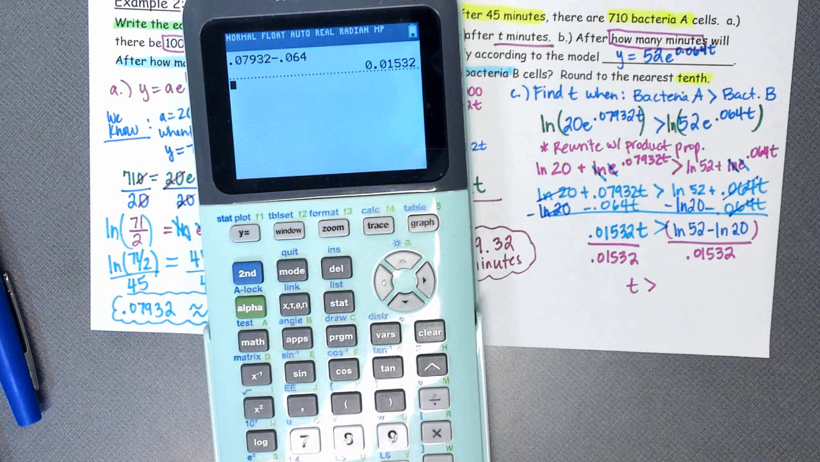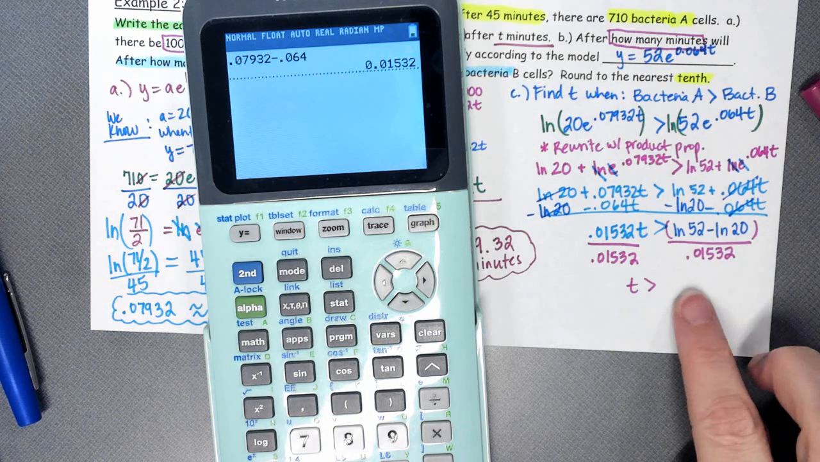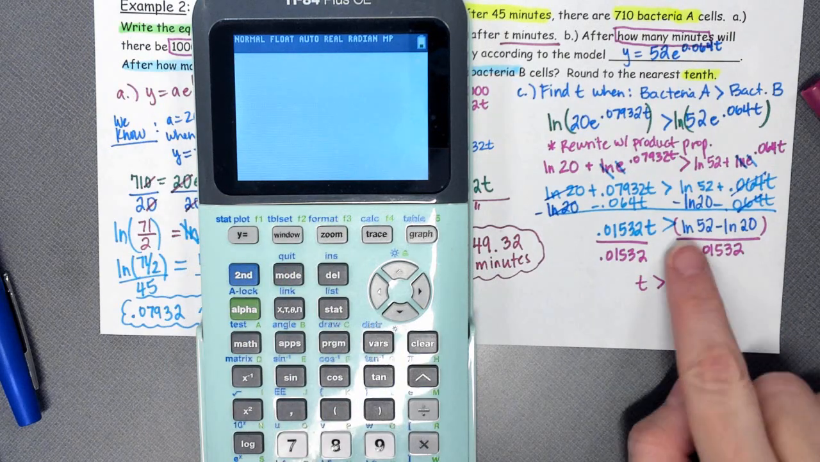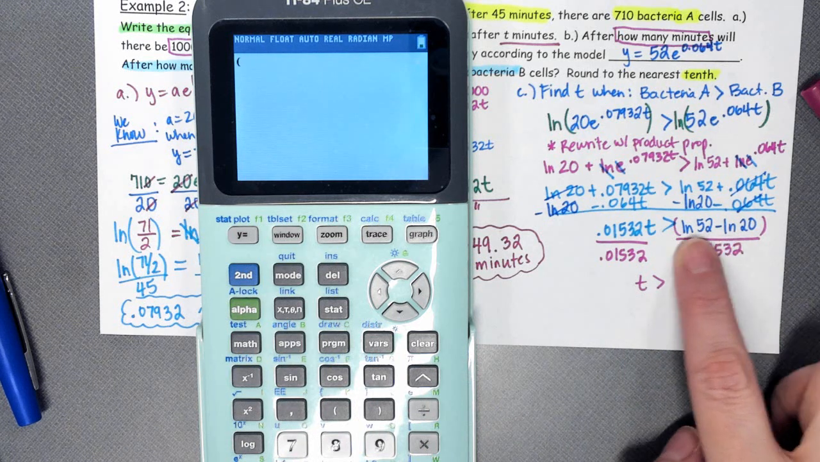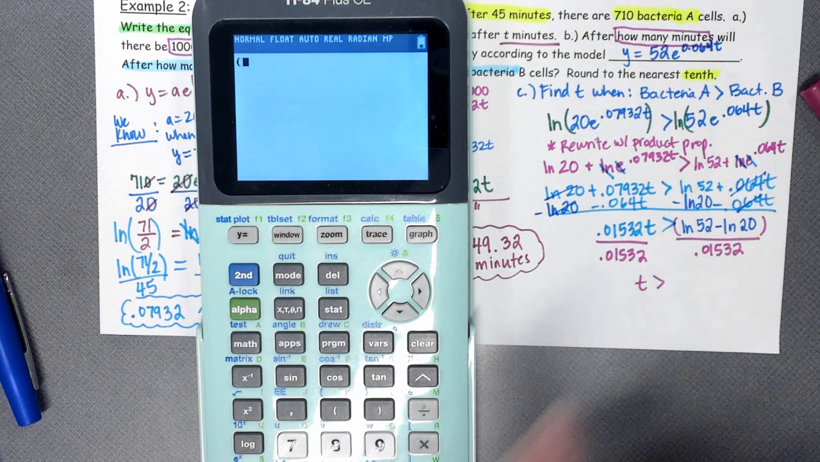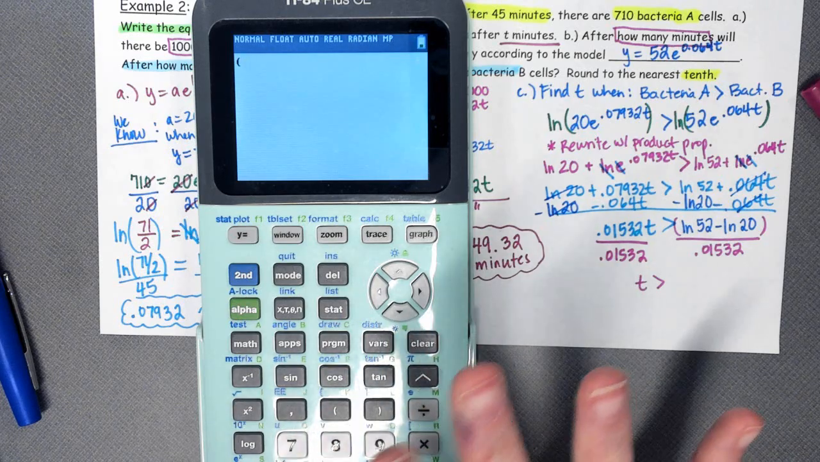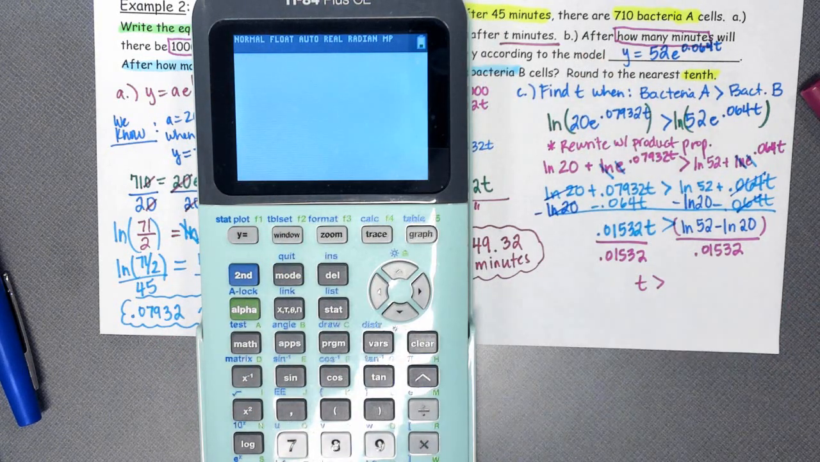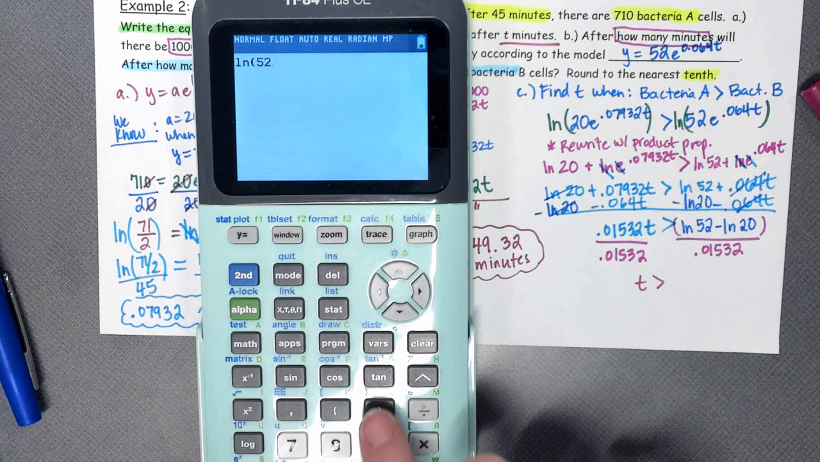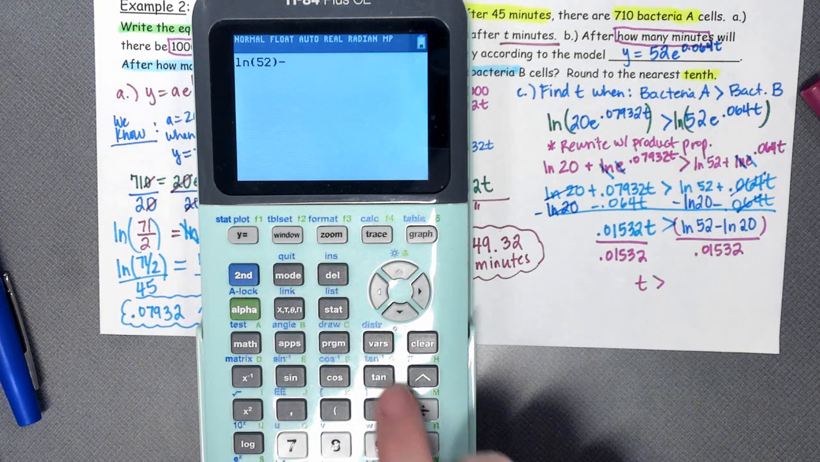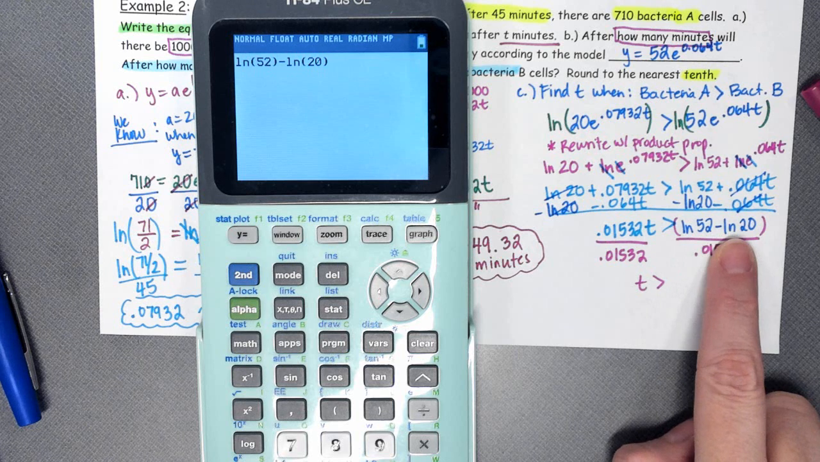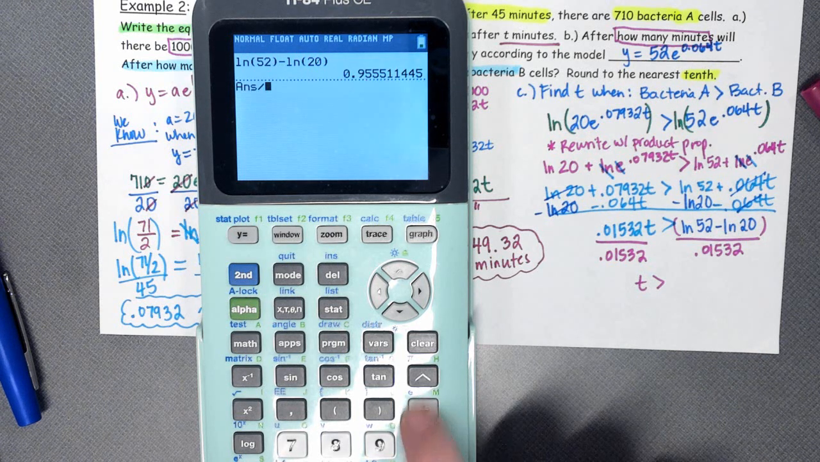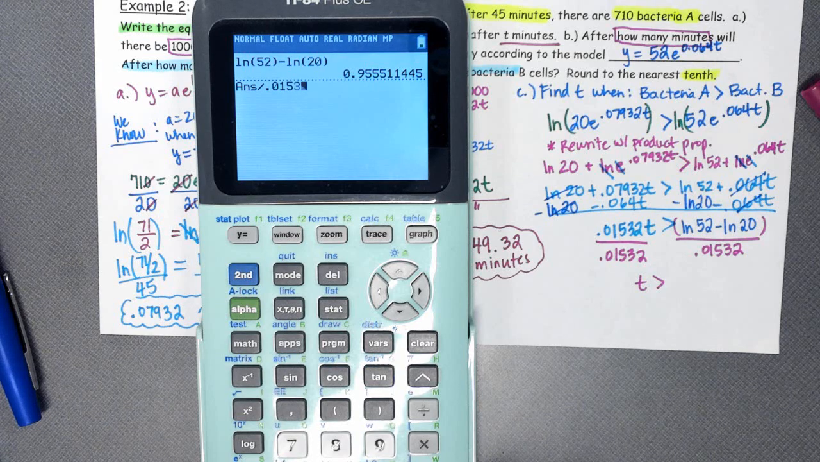When you are putting a fraction, a division, in your calculator, if you are doing all of this at one time, you are going to have to put parentheses on the numerator because there's two things there. If you are nervous about your parentheses, because sometimes I get nervous about the way I put it in, what I do is I'll just do this part first, the natural log of 52 minus the natural log of 20, and then I'll take that and divide.